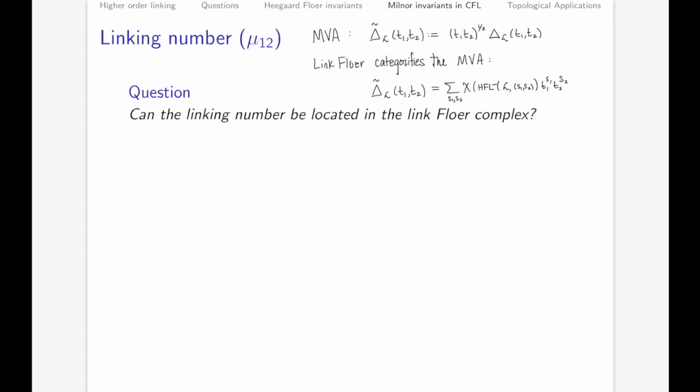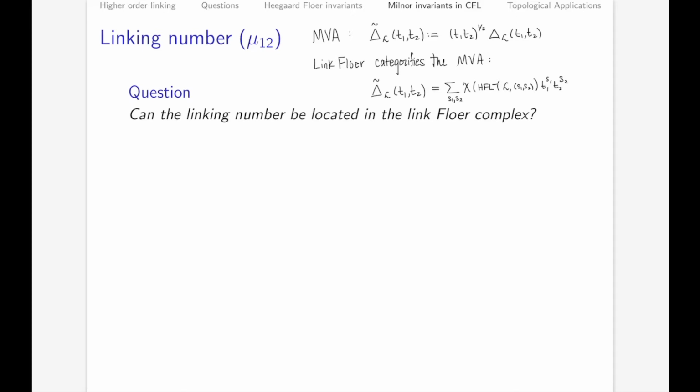So more specifically, what we want to do is take the multivariable Alexander polynomial and factor out a t1 to the 1/2 and a t2 to the 1/2. That's what we mean by delta twiddle. And link Floer homology categorifies it in the following way. This is the formula that we saw before. We're summing over S1 and S2, which are in Z^2, and we're taking the Euler characteristic with respect to the Maslov grading in each one of these lattice points. That gives us the coefficient of the multivariable Alexander polynomial.